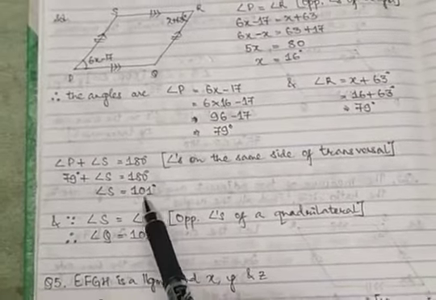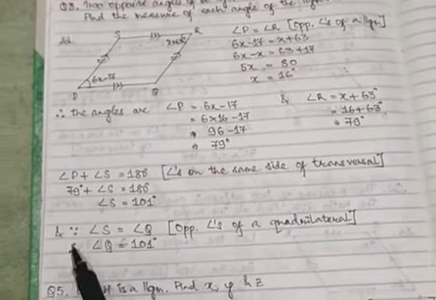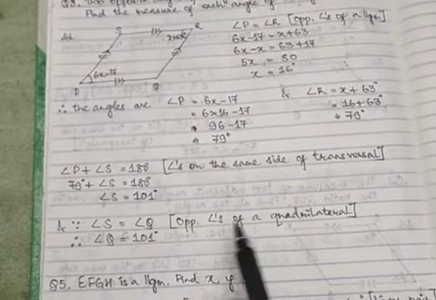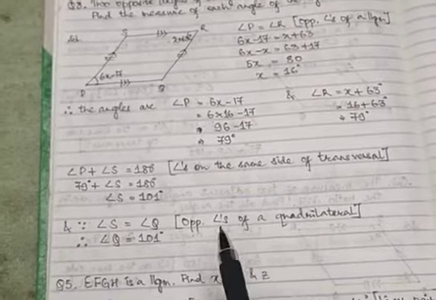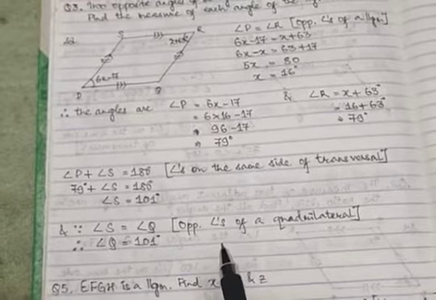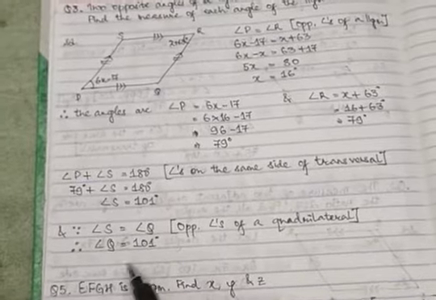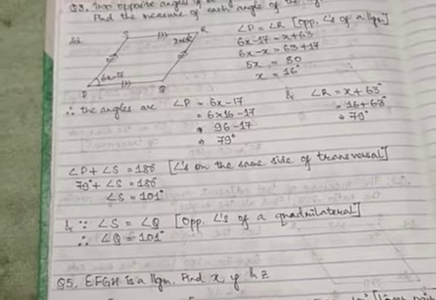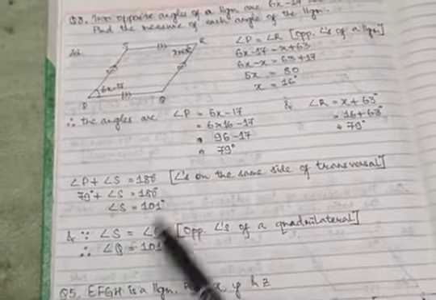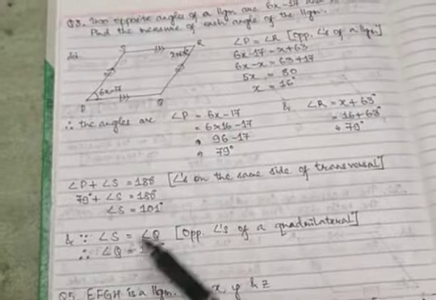And what do I know? Angle S is equal to angle Q, isn't it? Since angle S equals angle Q, the reasoning, you cannot miss. For each and every new thing you write, you need to write the reason why. So, opposite angles of a quadrilateral. Therefore angle Q equals 101. So now we got all the four angles, P, Q, R and S.